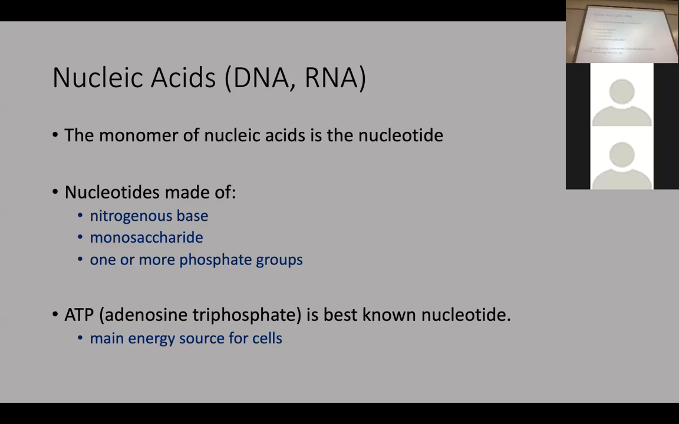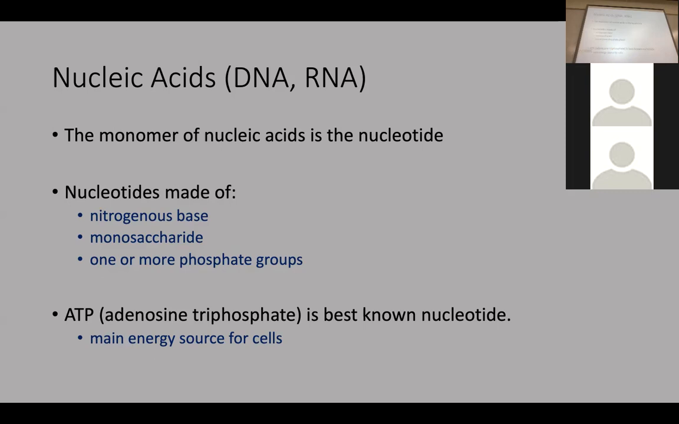ATP, I think most people have heard of, yes. The energy source for our cells, that is a nucleotide. ATP stands for adenosine triphosphate. So how many phosphate groups do you think it has? Three, yeah. So three phosphate groups, and I'll show you, I think I have an image of what it looks like maybe. Anyway, ATP is the most famous nucleotide.